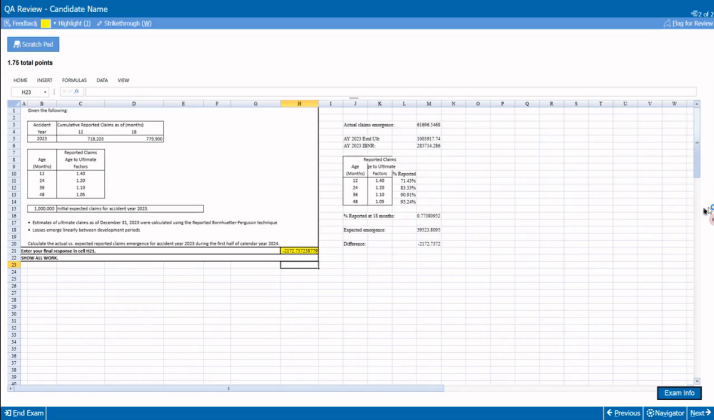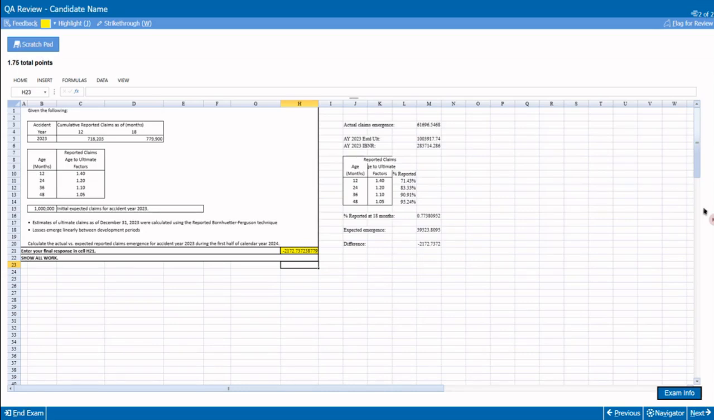From that point on, if a candidate can demonstrate that they've correctly calculated the ultimate loss and correctly calculated the emergence over the 6 months following year-end 2023, how they decide to come up with the expected emergence, whether it's taking the unreported portion and moving that forward 6 months, or taking the full ultimate loss and moving that forward 6 months, either approach would be accepted. The rubric outlines both as acceptable solutions, so candidates have some flexibility as long as they specify their assumptions. Graders will accept either approach.